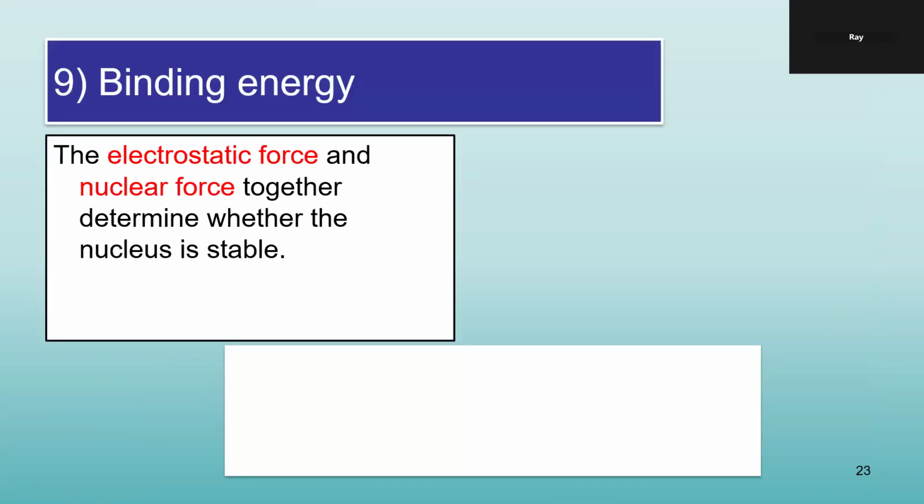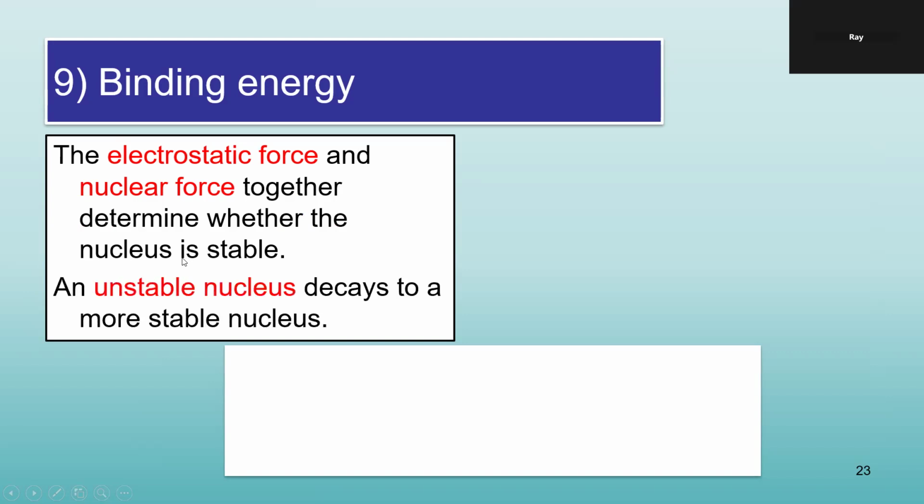Okay, this one, binding energy. The electrostatic force and nuclear force together determine whether the nucleus is stable. Right? These two forces, electrostatic repulsive force and nuclear attractive force, determine whether the nucleus is stable. An unstable nucleus decays to a stable nucleus, right? Giving alpha, beta, or gamma rays.